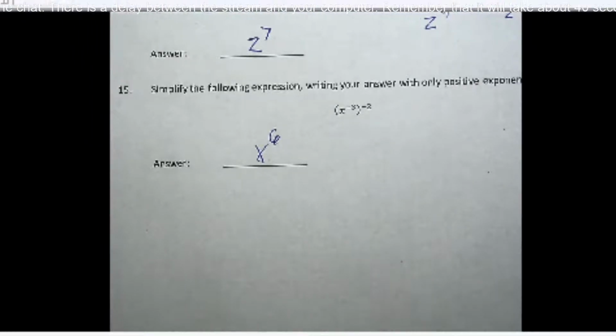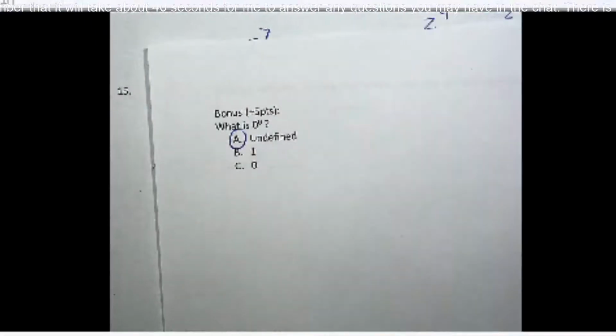And one more, that's the bonus. What is 0 to the 0 power? Who's got it for me? It is undefined. Because 0 to any power should be 0, but anything to the 0 power should be 1. So which one is it? Algebra at this point says, I don't know. It's undefined.